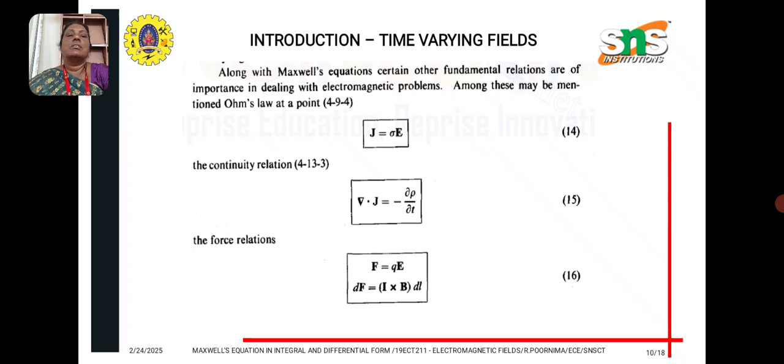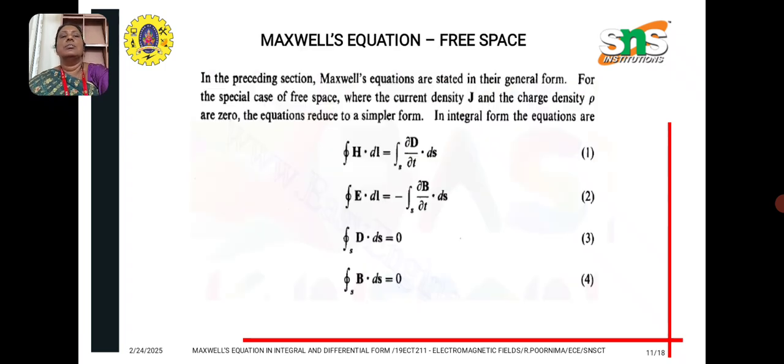Along with these Maxwell's equations, important equations we must know in electrostatic fields are J equals sigma E, del dot J equals minus dou rho by dou t, F equals QE, and dF equals I cross B into dl.